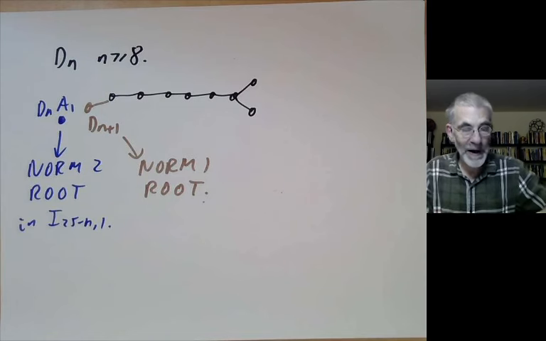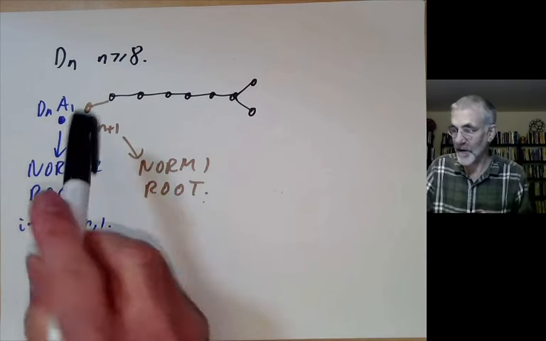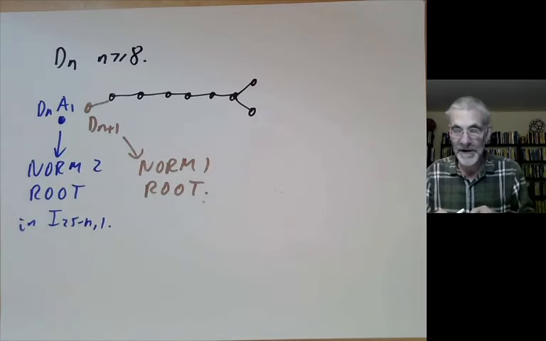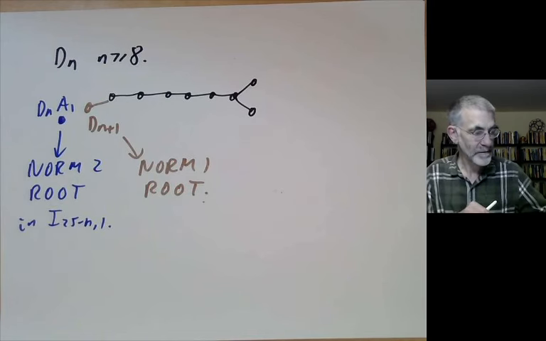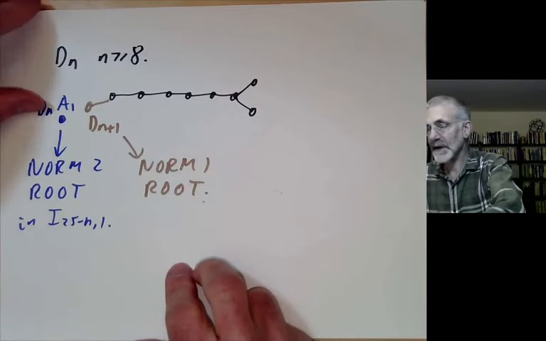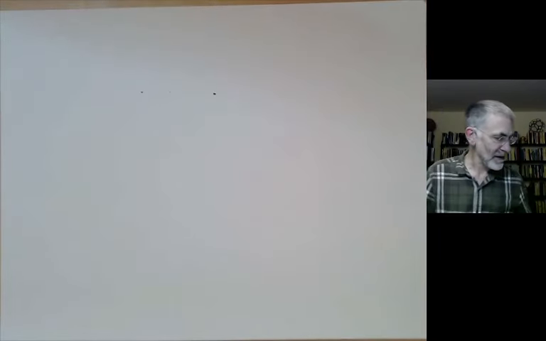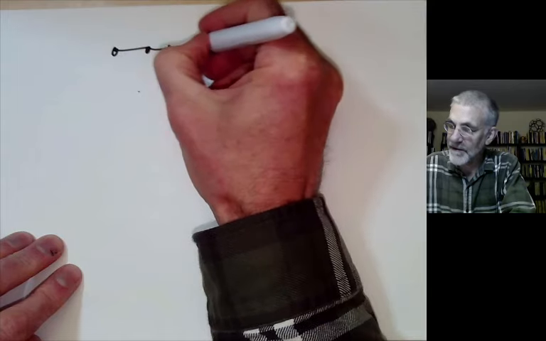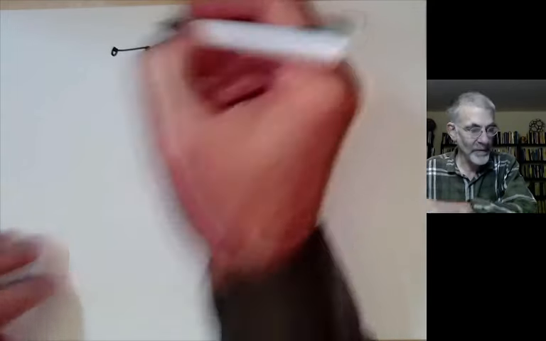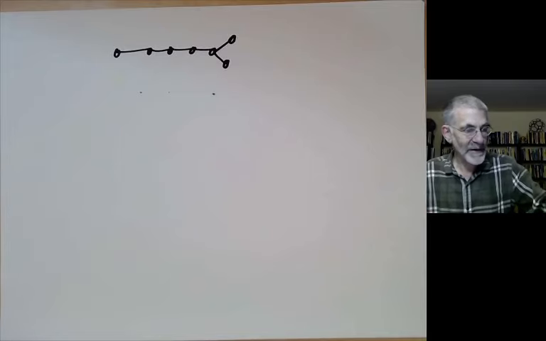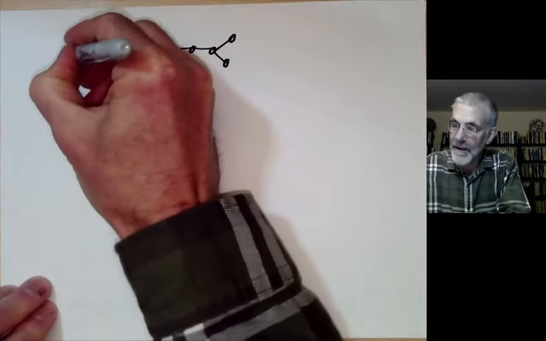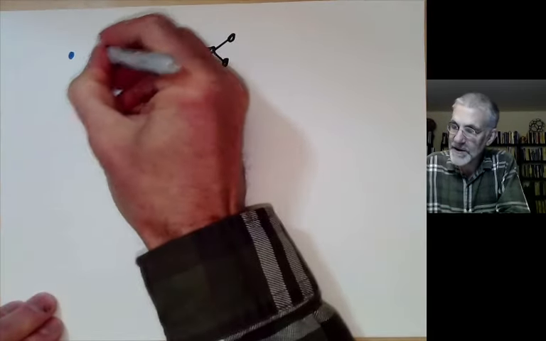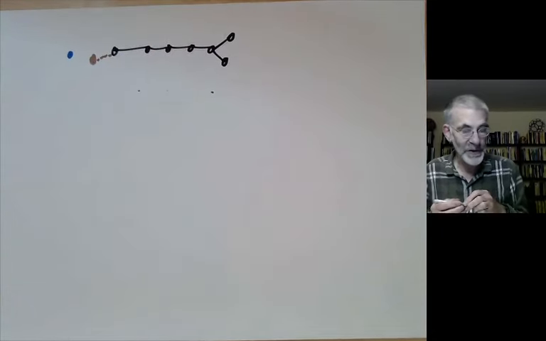This explains where we're getting norm 2 and norm 1 roots from: the two ways of extending Dn to a bigger spherical Dynkin diagram. Now let's look at D7, where something a little extra happens. So let's take D7: 1, 2, 3, 4, 5, 6, 7. And now there are three things we can do, because as well as we can add a point there, or we can add a point here, just as before, and these give us norm 2 and norm 1 roots.